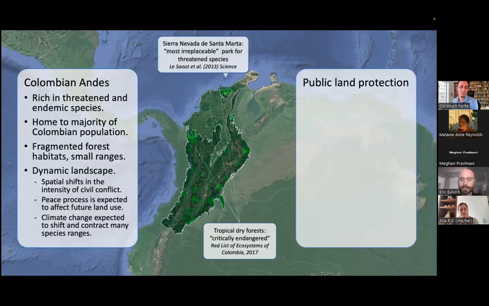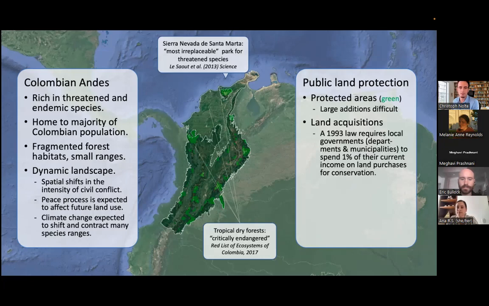That's because we see a lot of public land protection. So what you see here in green are existing large protected areas. We don't expect that there will be large additions to those, precisely because we are in a location with a large population. But Colombia has a very unique land acquisition program.